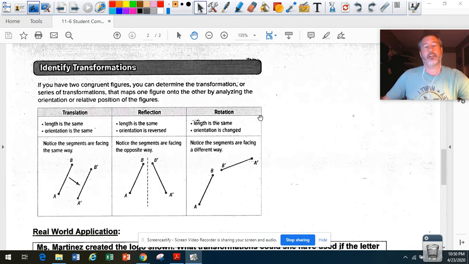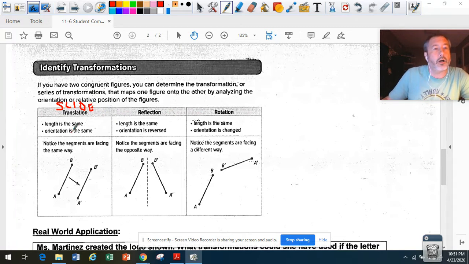Okay, identifying transformations. We did this before. It says, if you have two congruent figures, congruent means same, you can determine the transformation or series of transformations that maps one figure onto the other by analyzing the orientation or relative position of the figures. So if we're doing a translation, remember, it is a slide. You may want to write above here the word slide. It's some type of a slide.